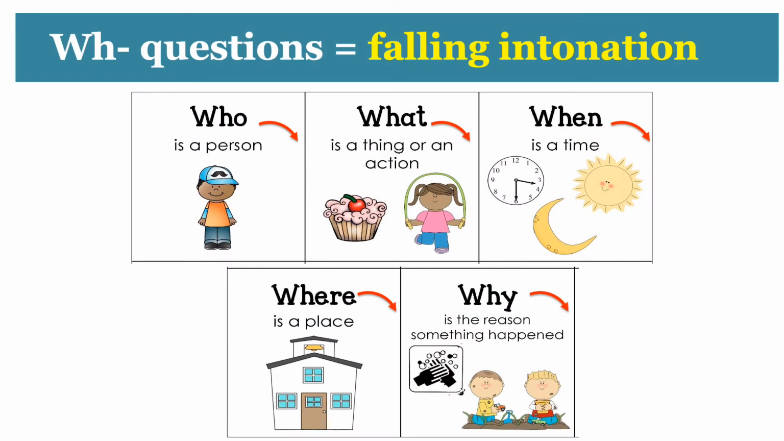Another common type of question is WH questions. So WH questions get the name from the first words of the questions. They start with WH, like who, what, when, where, why. When we ask this type of questions, we need to use falling intonation. For example, who is here? What are you doing? When are you going to go home? Where are you? Why aren't you sleeping?